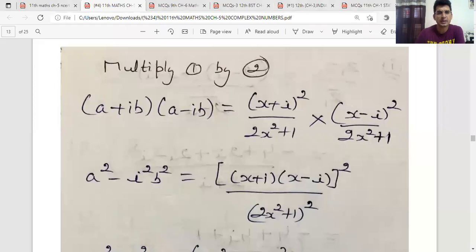(a plus iota b)(a minus iota b), that is a square minus iota b square, so it will be equal to a square minus iota square b square, equal to (x plus iota) whole square (x minus iota) whole square. It will be equal to ((x plus iota)(x minus iota)) whole square. Within bracket, 2x square plus 1 and 2x square plus 1, that is (2x square plus 1) whole square.